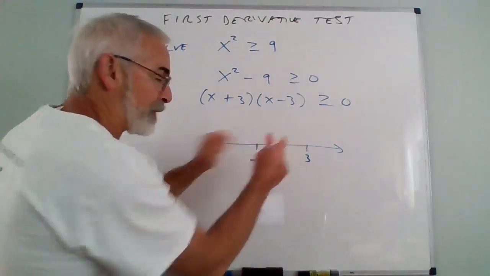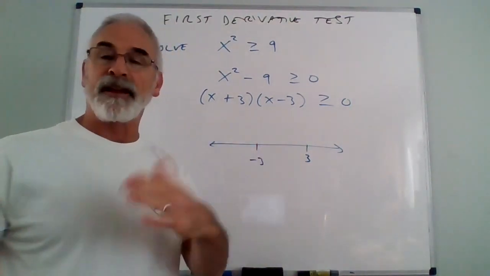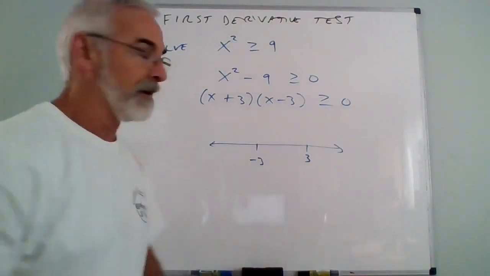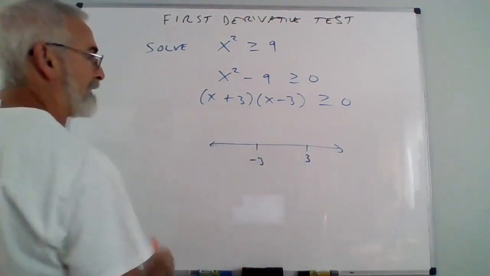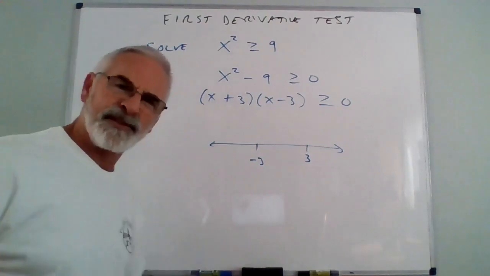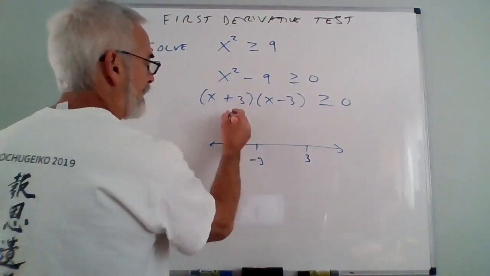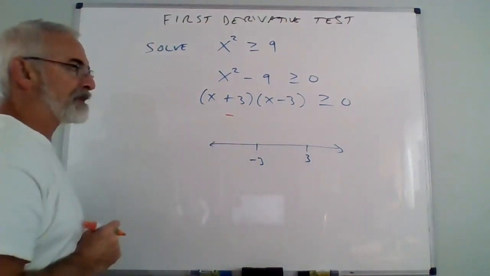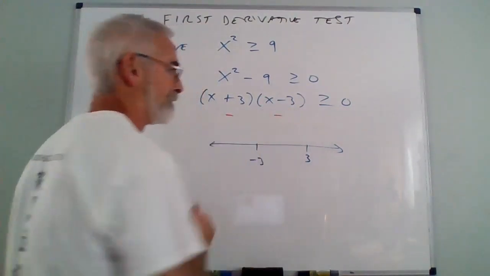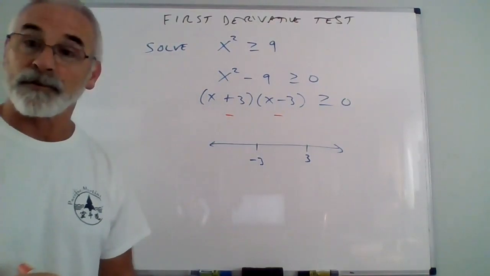And since these are the only two places that equal 0, everything else in the interval is all or nothing. So let's pick a number to the left of negative 3, like how about negative bazillion? I always like being safe. Negative bazillion plus 3 is negative. Negative bazillion minus 3 is negative. And the product of two negative numbers is positive.